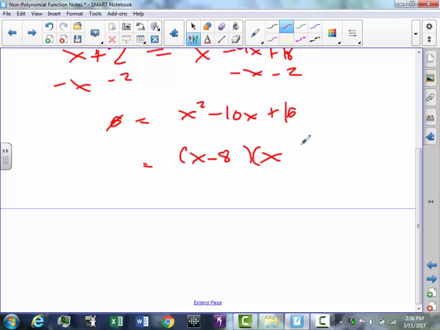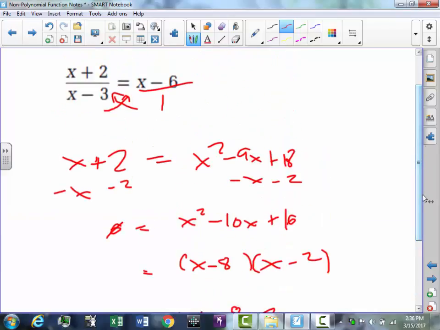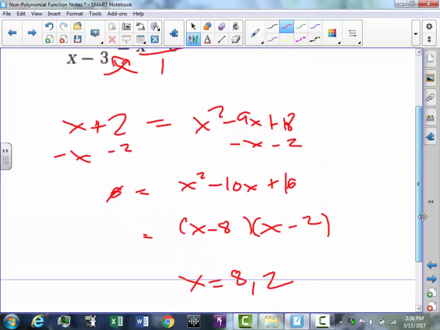Well, the factors are minus 8 and minus 2. So if the factors are minus 8 and minus 2, then the roots, or in this case our intercept values, will be at 8 and 2. Sweet. But we should always double check something. There is the possibility of extraneous solutions. And I came around and talked with all of you about how there could be extraneous solutions with the square roots.